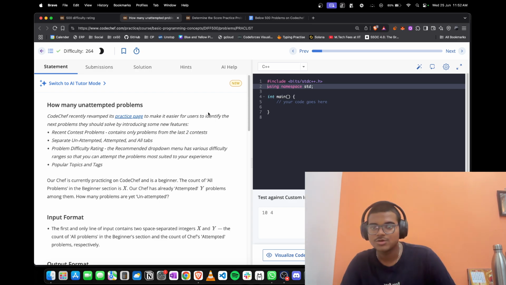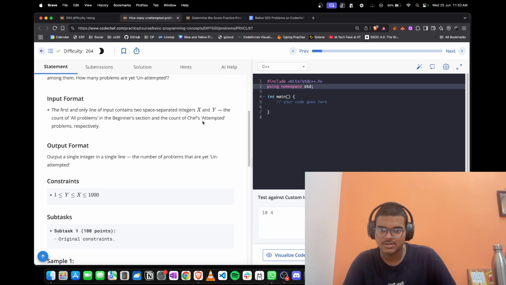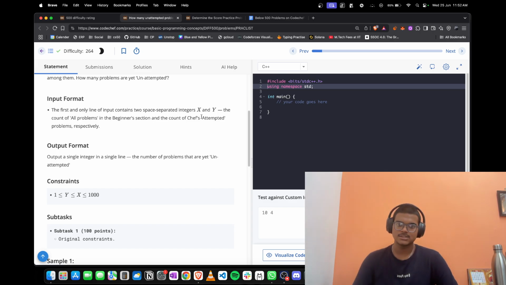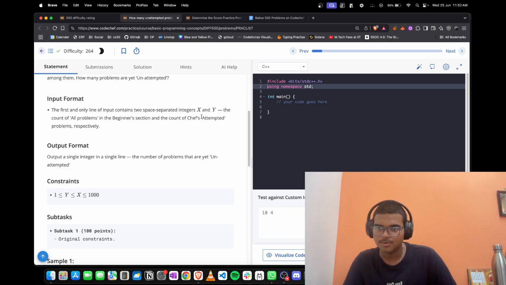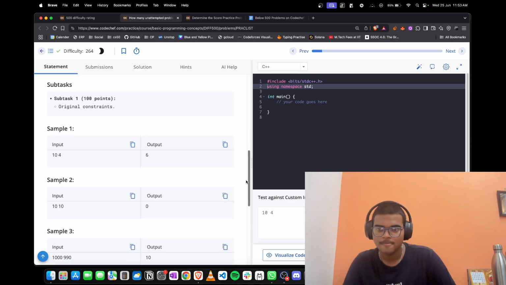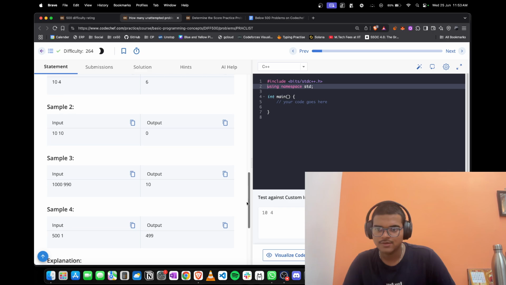So, how many unattempted problems? CodeChef recently revamped its product. Oh, we don't have to use test cases here. The first and only line of input contains two space separated integers x and y: the count of all problems in the beginner section and the count of Chef's attempted problems. So we can clearly see in the output that x minus y is the answer, because 1000 minus 990 is 10, and 500 minus 1 is 499.